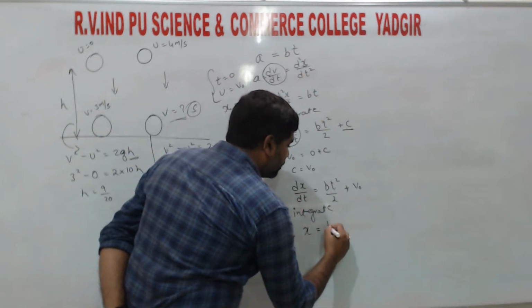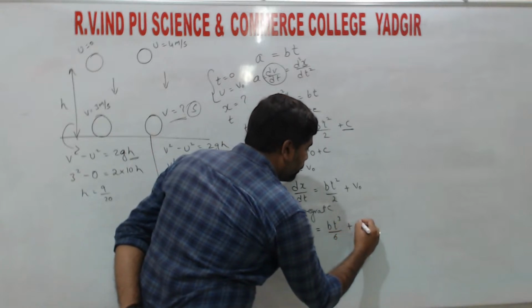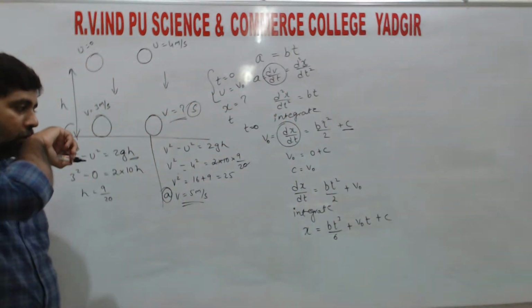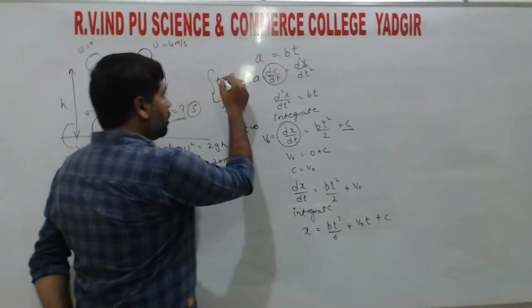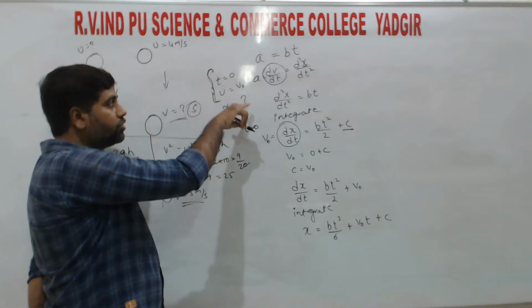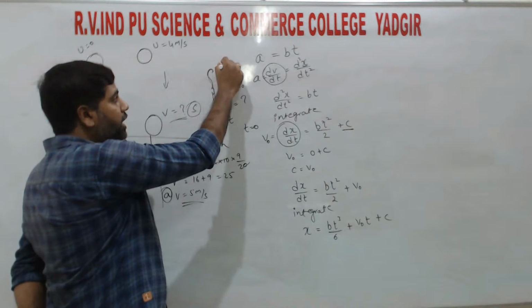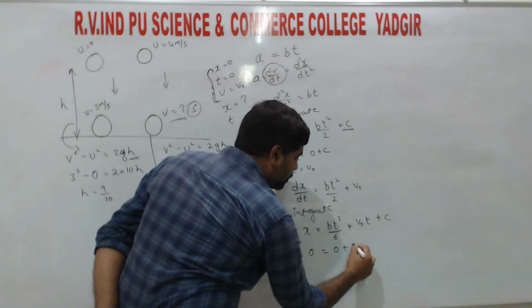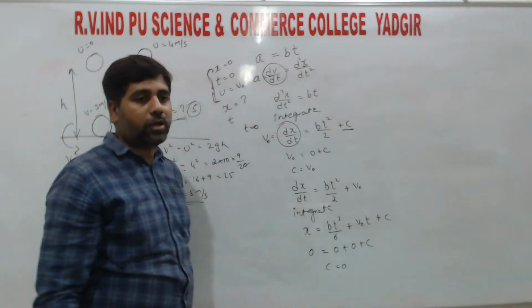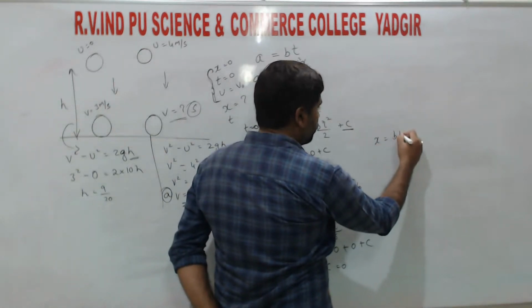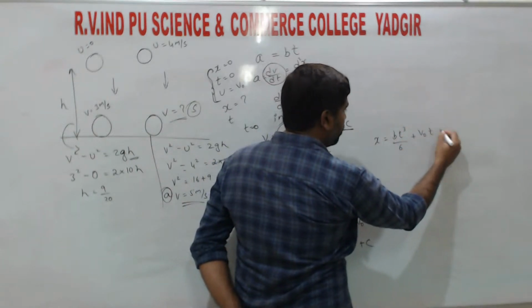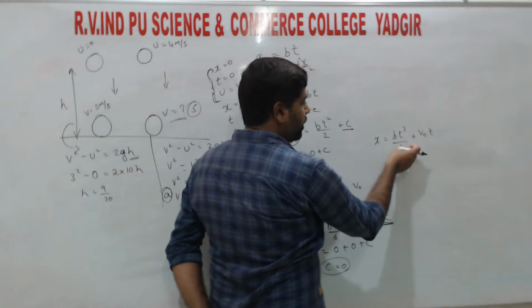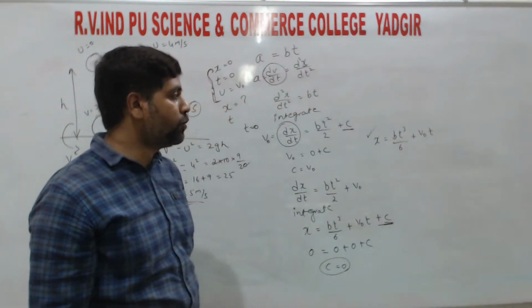So x is equal to bt cube by 6 plus v naught t plus c. Again we are getting some constant, right? Again by using the relation, when t is equal to 0, it initially starts from the origin, so x also becomes 0. Substituting t equal to 0, x equals 0, so 0 plus 0 plus c, so again c is equal to 0, right? So displacement x is equal to bt cube by 6 plus v naught t, plus c, and in place of c we substitute 0. So we get the same relation, x is equal to bt cube by 6 plus v naught t.